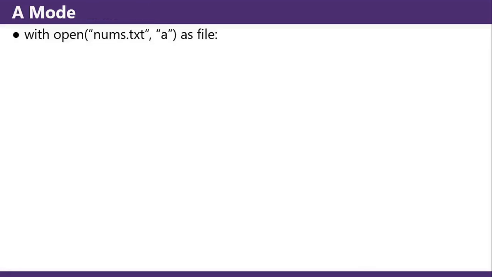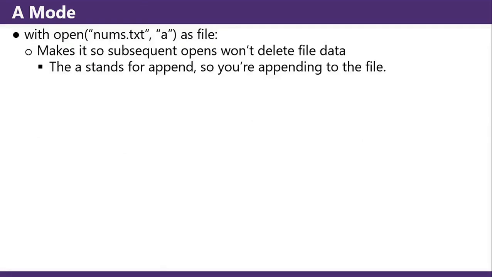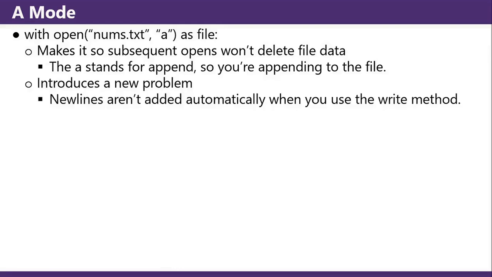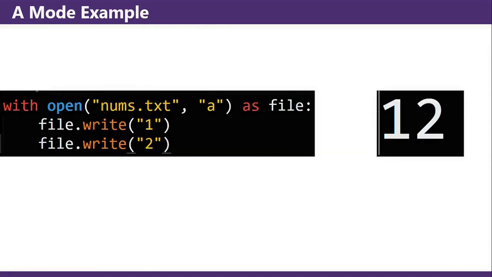A mode. With open nums.txt a as file. This makes it so subsequent opens won't delete file data. The A stands for append, so you're appending to the file. This introduces a new problem. New lines aren't added automatically when you use the write method. A mode example. You write 1 and 2, and then in the file it will just be 1 right next to 2 and no new lines.